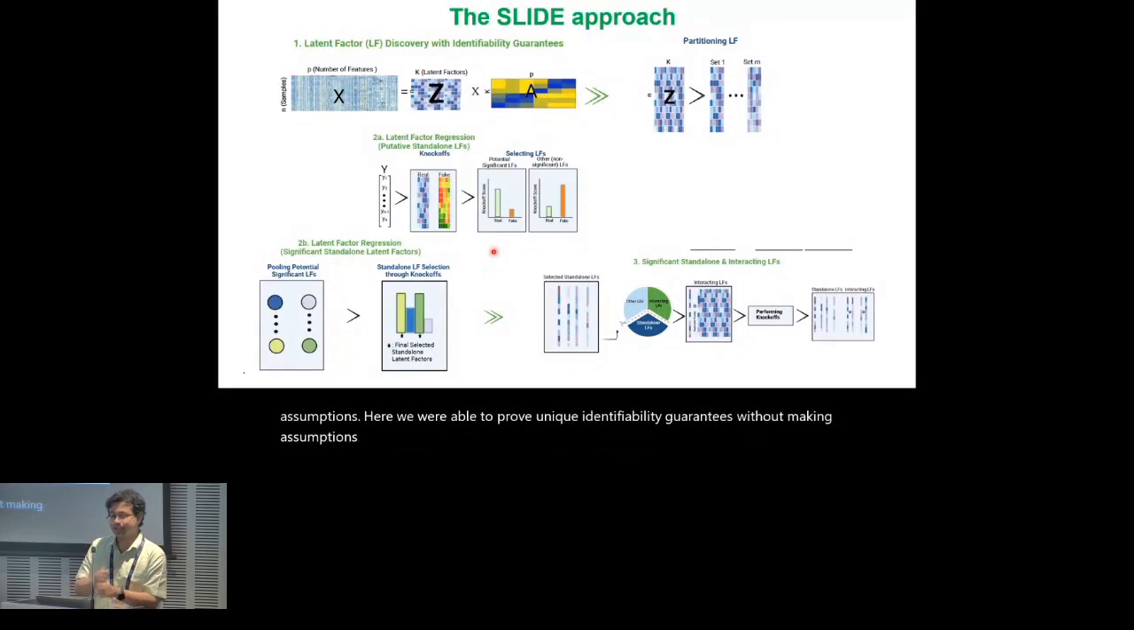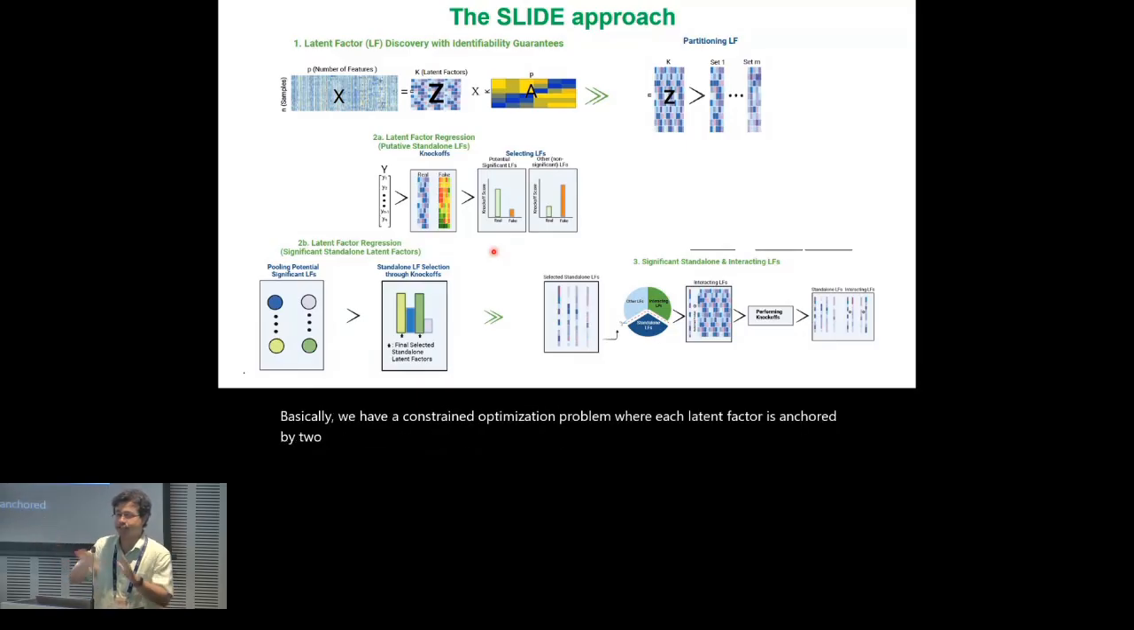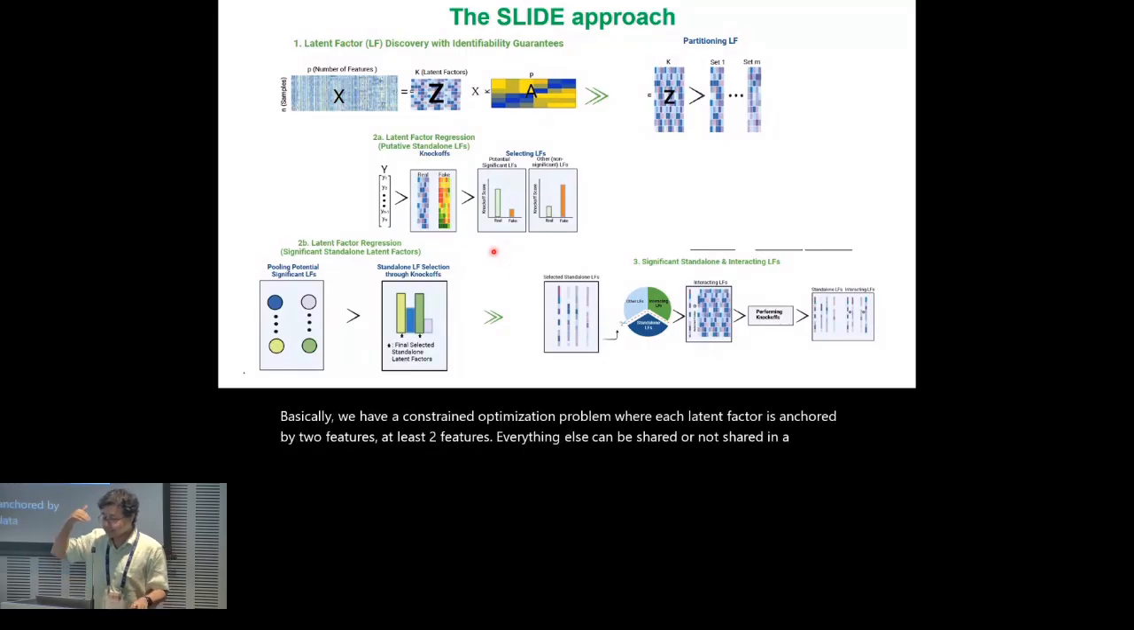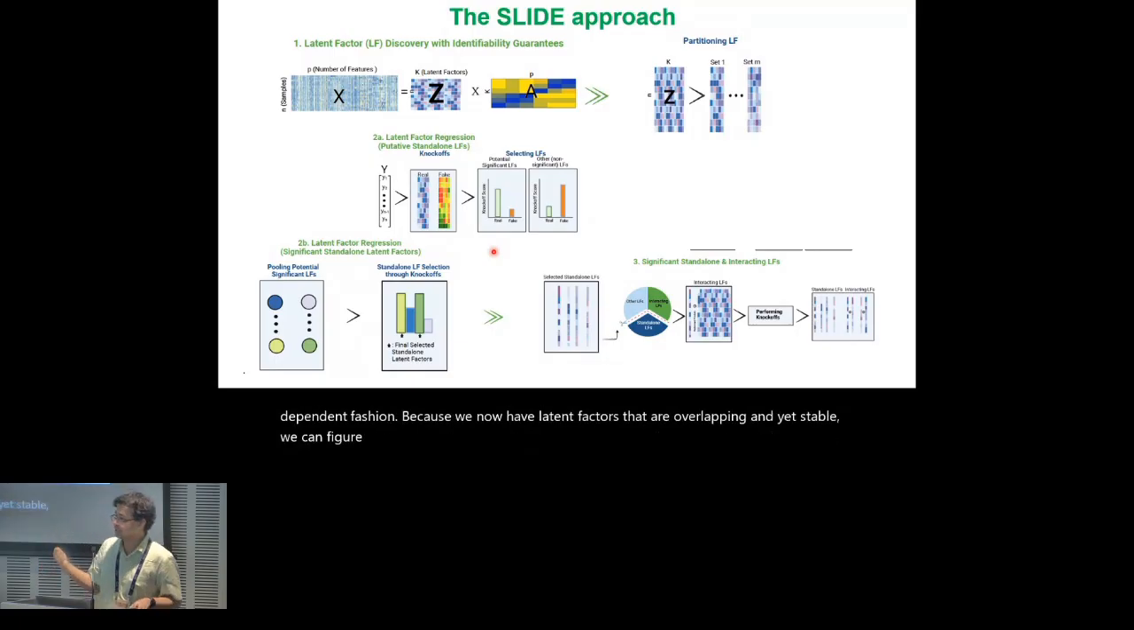We solve this as a constrained optimization problem where each latent factor is anchored by at least 2 features. Everything else can be shared or not shared in a data-dependent fashion. Because we now have latent factors that are overlapping and yet stable, we can figure out what is necessary and sufficient using a method for overall false discovery rate control, an adaptation of knockoffs. Knockoffs was developed by Emmanuel Candès and colleagues.